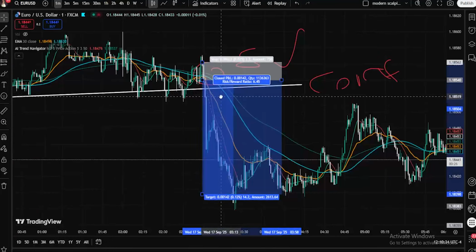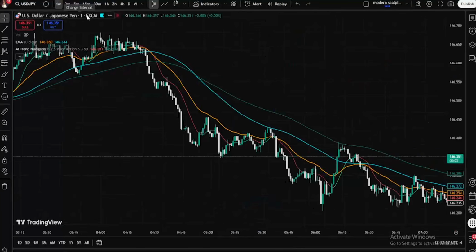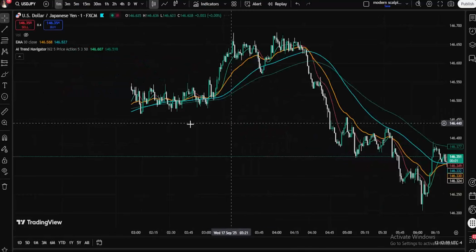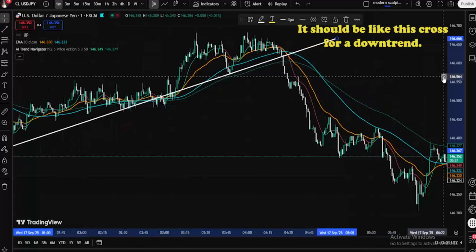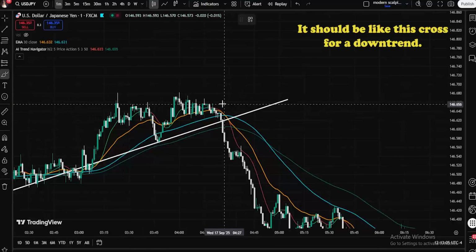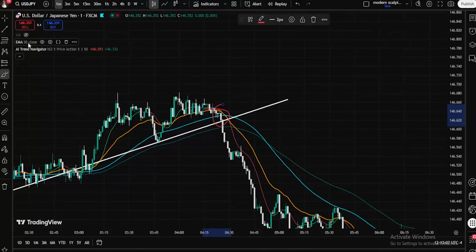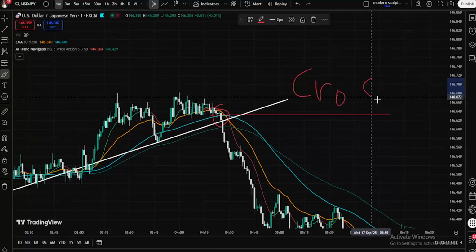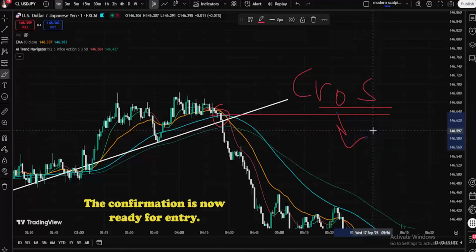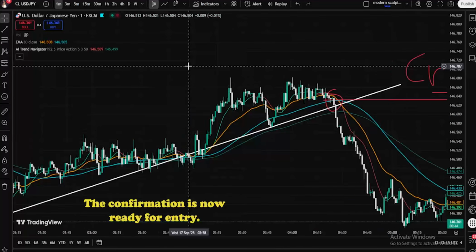Example 2, short position. The USD/JPY market is fluctuating upwards. Suddenly, EMA 30 crosses EMA 35 downwards. The AI Trend Navigator also turns red. This means that the market has entered a bearish mode. Signal ready. You open a short position.